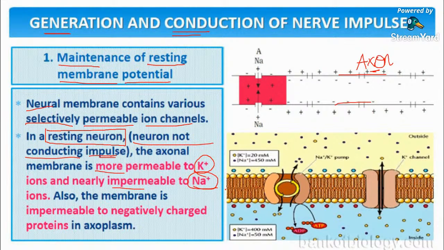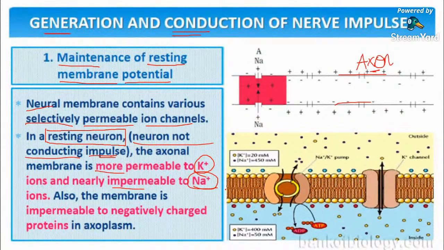Clear everybody with this topic? What is the condition of the neuron when it is at rest? When it is at the resting membrane potential, that is, it is not carrying any kind of impulses, this is what is going to happen.